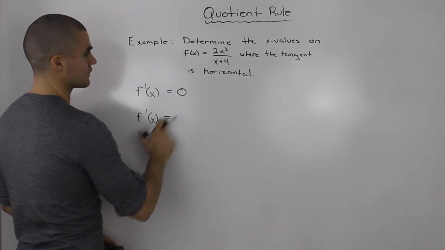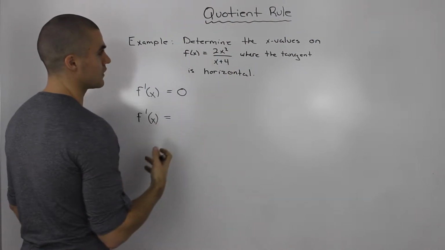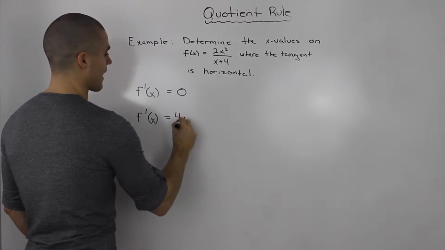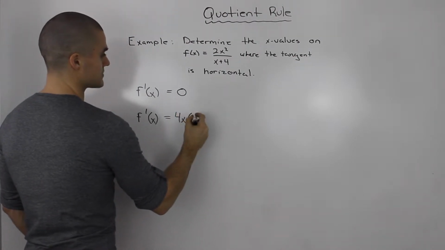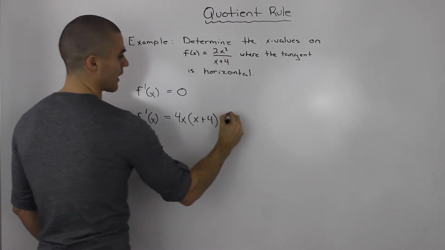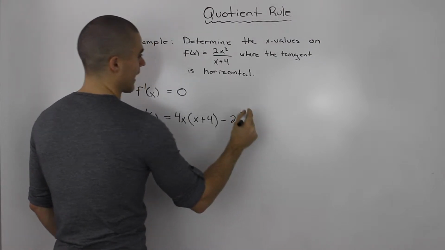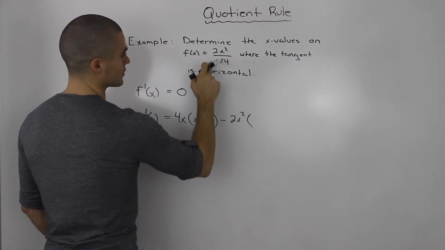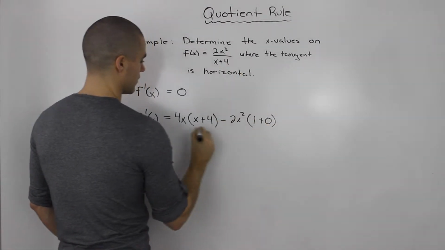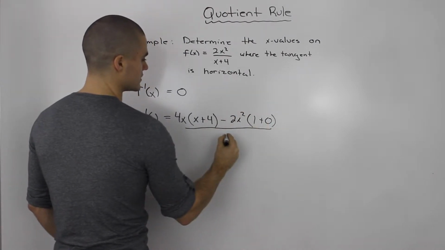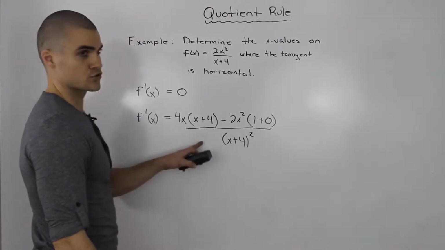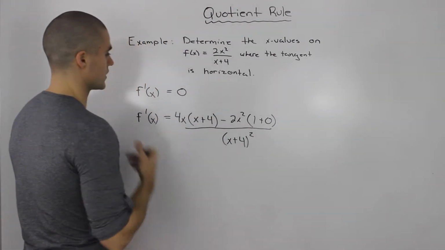So the derivative of it, we would take the derivative of the numerator first. So the derivative of the numerator is 4x times the denominator as itself, x plus 4, minus the numerator as itself, 2x squared, and then the derivative of the denominator. So the derivative of x is just 1 and the derivative of 4 is just 0. All over the denominator squared. That's our quotient rule that we went over in the previous video.